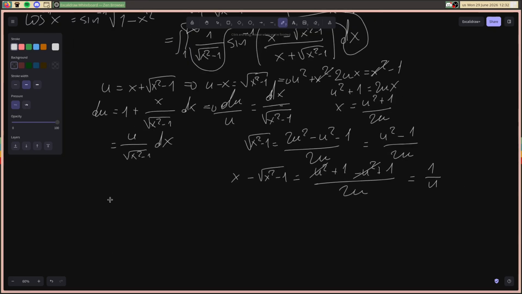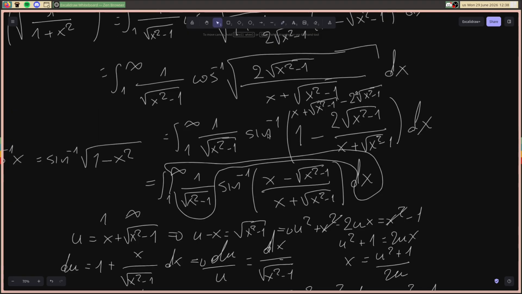So the bounds of integration now go from 1 again to infinity again, which is perfect. So we go from 1 to infinity. This is 1 over u times the inverse sine of 1 over u, which is 1 over u squared, du.